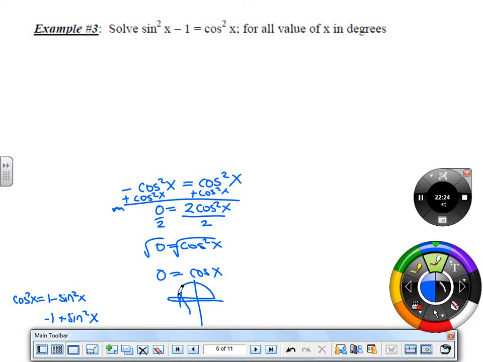Where is cosine x equal to 0? 90 and 270. Okay, now we're writing this for all angles in terms of degrees. So we can't just say 90 and 270. So what can we say? x is equal to 90 plus what? Plus pi k.